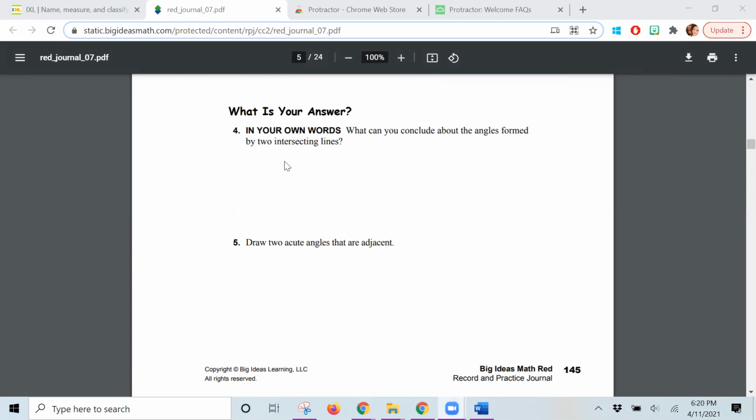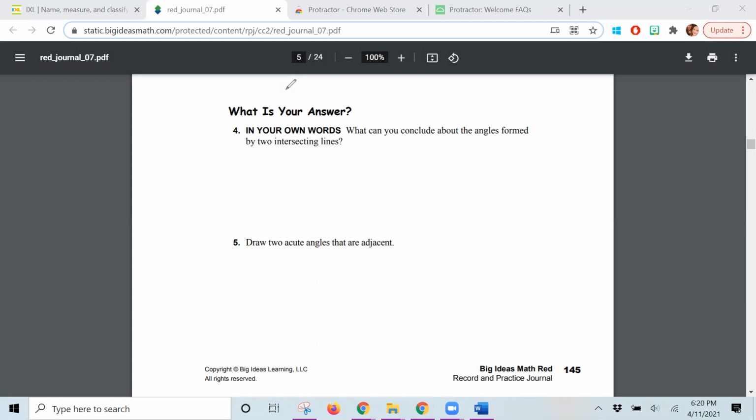So with this first one, number 4, what can you conclude about the angles formed by two intersecting lines? Basically, whatever you wrote from today's lesson is going to be accurate. The big conclusion is how to name them, how to measure them, and how to classify them. So as long as you know those, you are good to go from today's lesson.